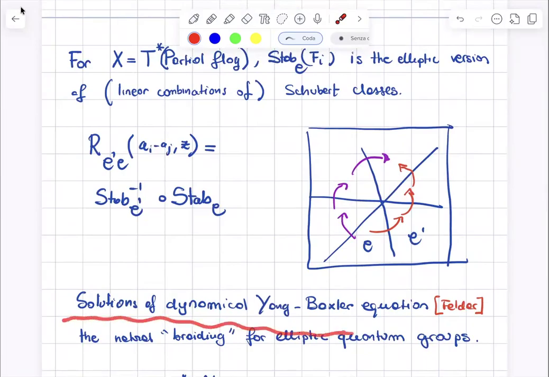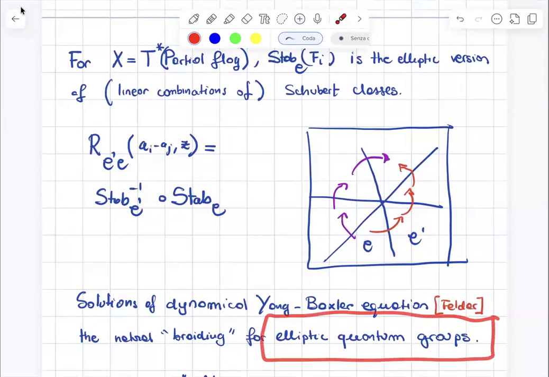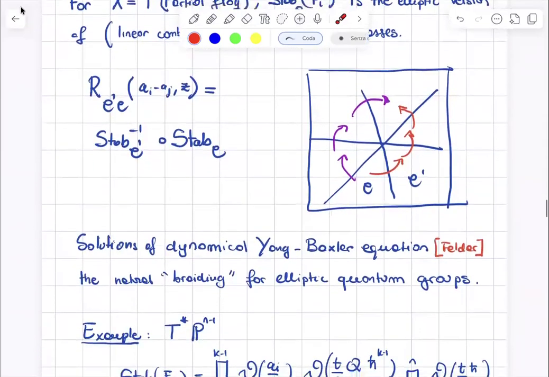solutions of the dynamical Yang-Baxter equation, which was, I guess, at least in the mathematics literature, defined by Felder a long time ago. And essentially, they provide these matrices, the elliptic R-matrices, the solutions of the dynamical Yang-Baxter equation, and recover braidings for elliptic quantum groups. So this is some kind of side perspective on this whole business, but still an important one, I'd say.